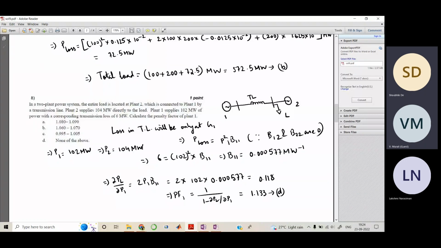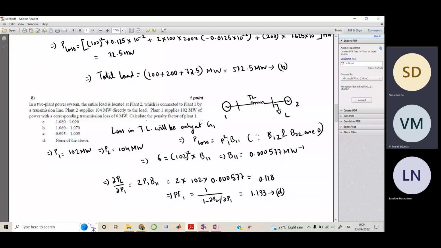Now, question number 8. In a two power plant system, the entire load is connected at plant 2, which is connected to plant 1 by this transmission line. I have drawn it here. Plant 2 supplies 104 megawatt directly to the load, and plant 1 supplies 102 megawatt of power with a corresponding transmission loss of 6 megawatts, right? So, your PL becomes 6.